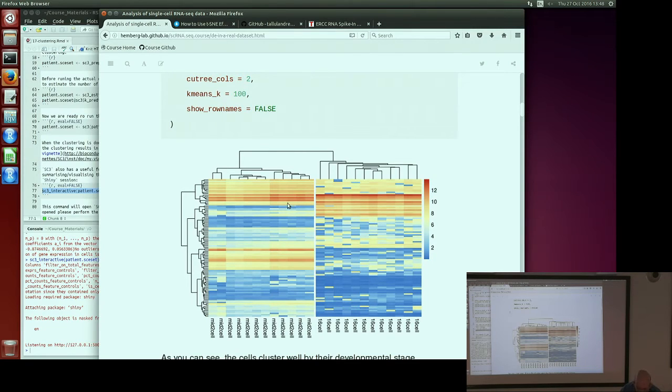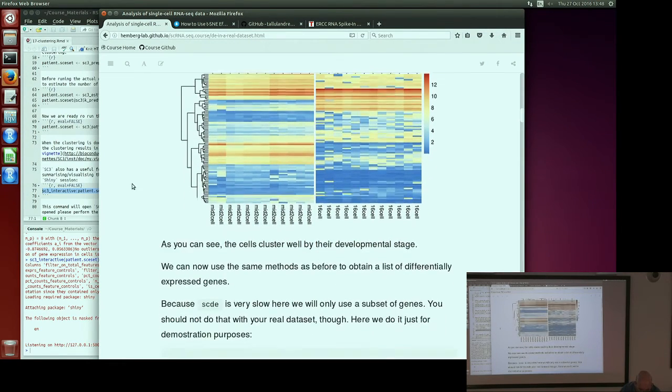So what this means is that we can actually trust the clustering very well here. So there is no question about whether or not there is any heterogeneity present in these two samples.